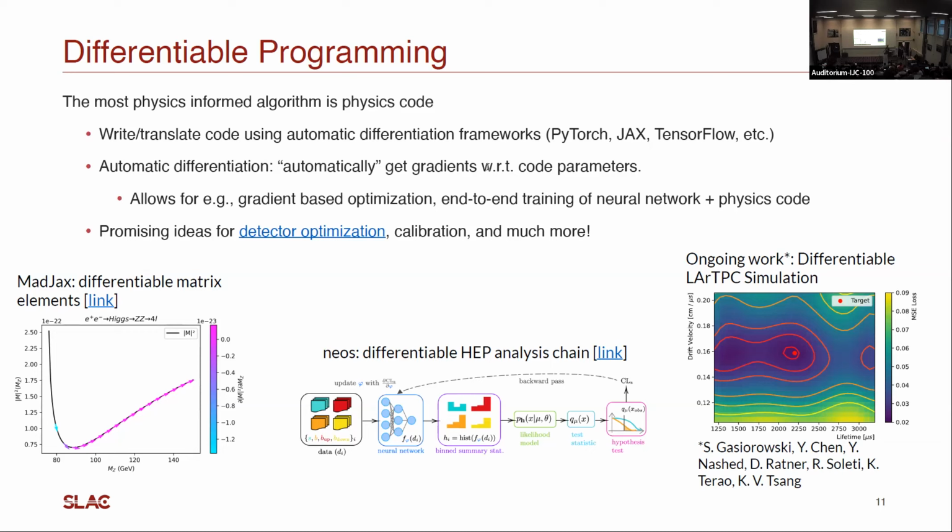Got to flatter the conveners of the session a little bit. So MadJax is differentiable matrix elements, and then NEOS is for differentiable HEP analysis chains. So shout out to Nathan and Lucas on that.